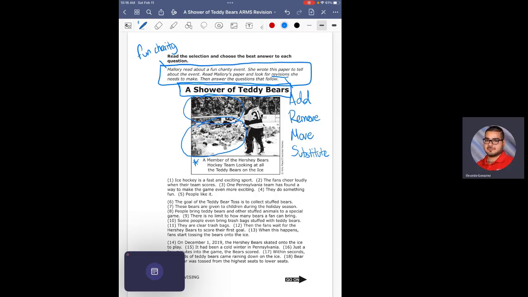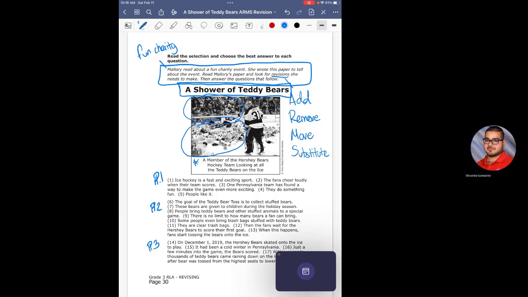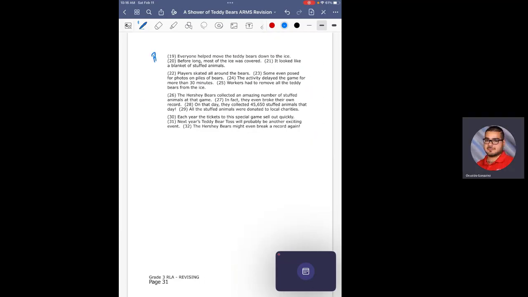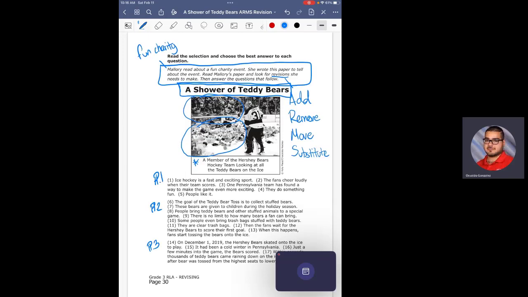Now, I'm going to number my paragraphs. Paragraph 1, paragraph 2, paragraph 3, paragraph 4, paragraph 5, paragraph 6, and paragraph 7. Let's read the first paragraph. The first paragraph says, ice hockey is a fast and exciting sport. The fans cheer loudly when their team scores. One Pennsylvania team has found a way to make the game even more exciting. They do something fun. People like it.